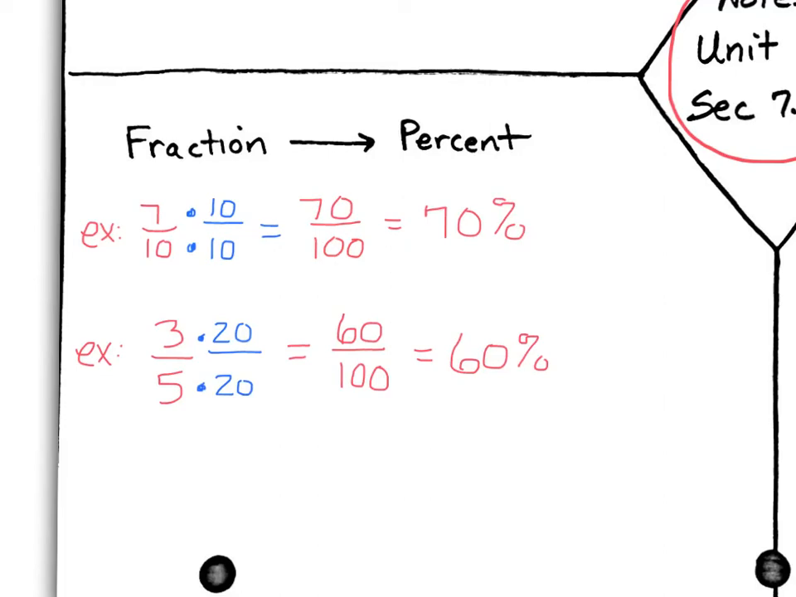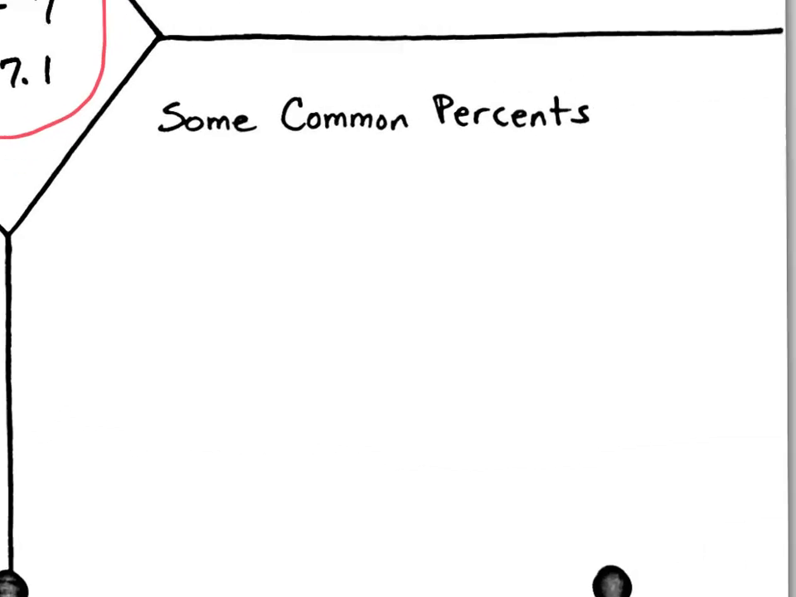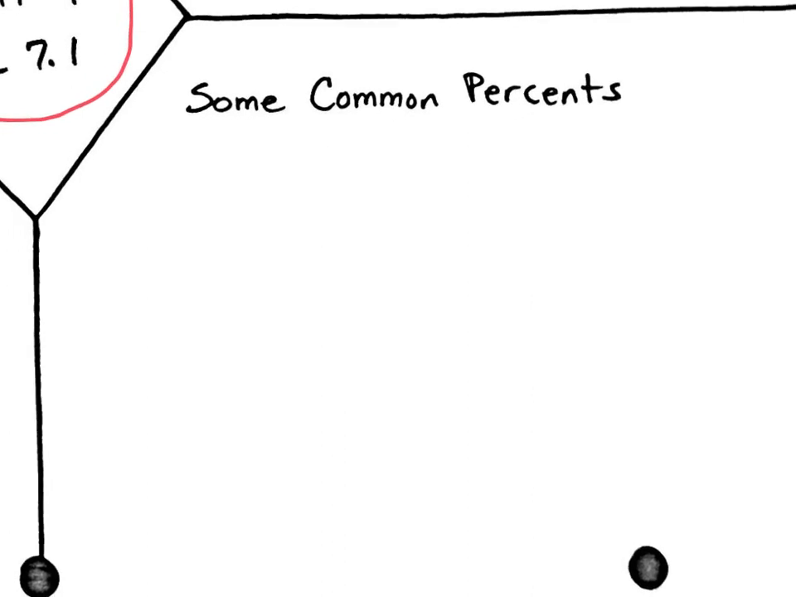All right, one more section here. There are some common percents that you should probably know by heart. Actually, there's many of them. We're going to start with about 6 of them. So you should know 1/10 by heart. You should know 1/4 by heart. You should know 3/4 by heart. You shouldn't have to do much work for those. You should know 1/5 by heart, 1/2, and 1.